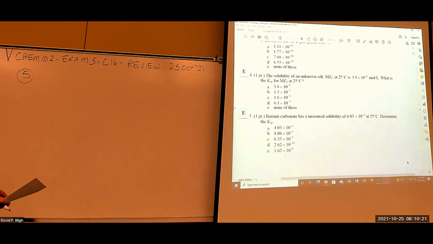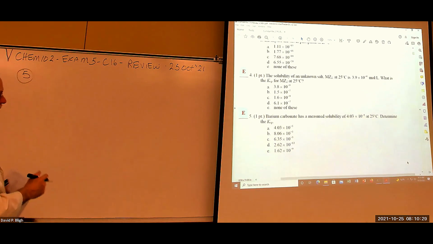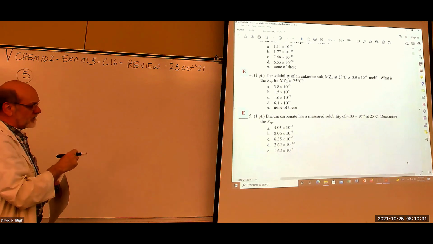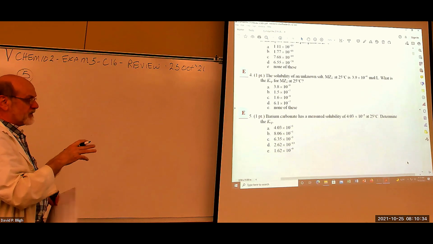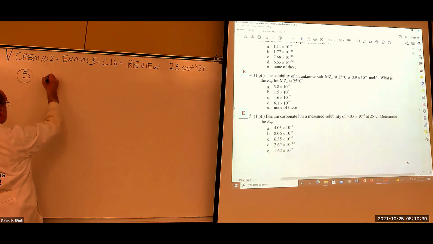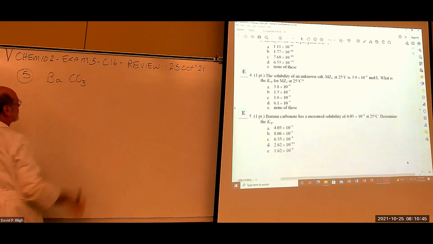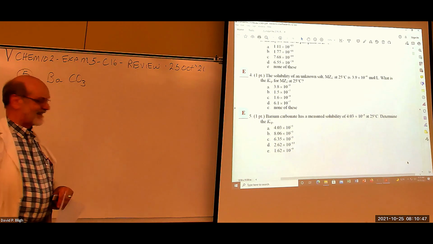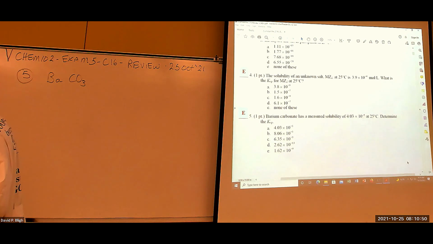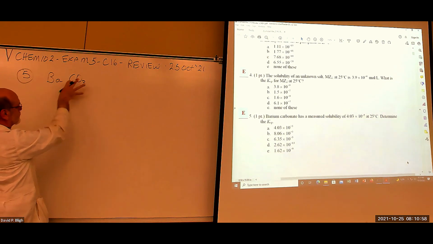So barium carbonate has a measured solubility of 4.03 times 10 to the minus 5 at 25 degrees. Determine the KSP. If we're talking about solubility, we have to know what that means in terms of a balanced equation. So first, we write the equation. Barium and carbonate. Barium is an alkaline earth, so it's +2. Carbonate's polyatomic ion is -2, so that's balanced.